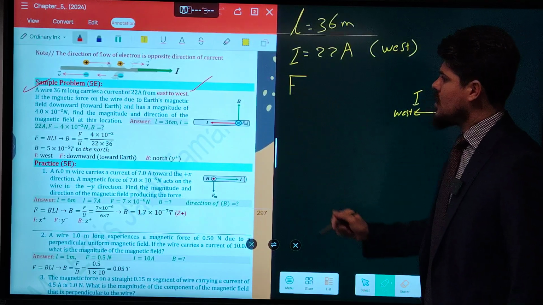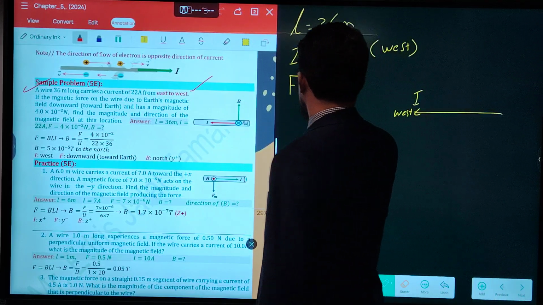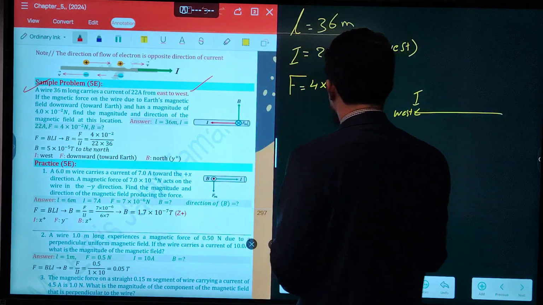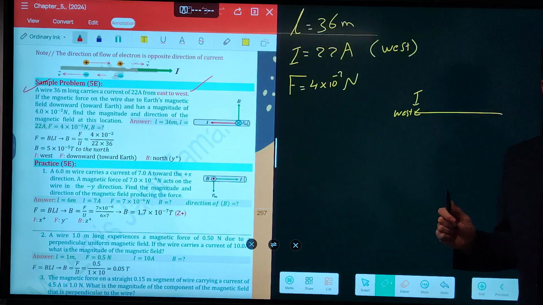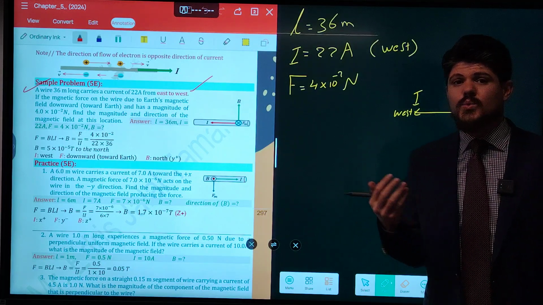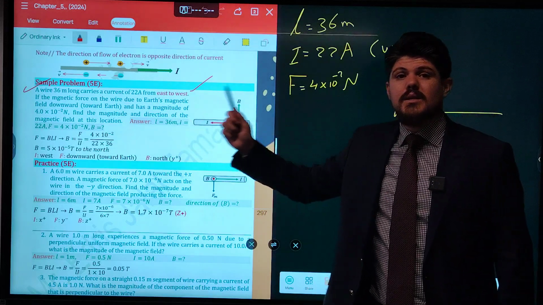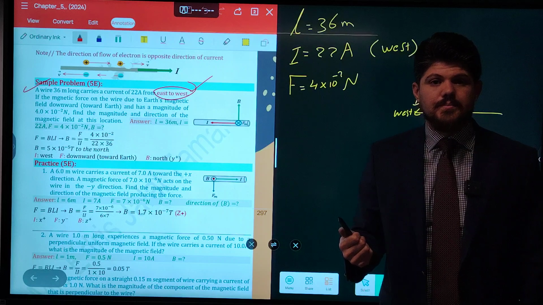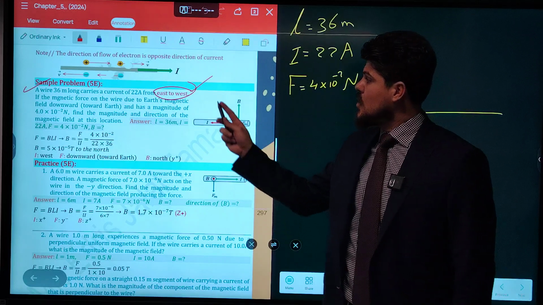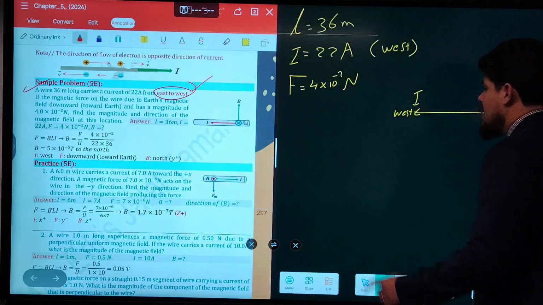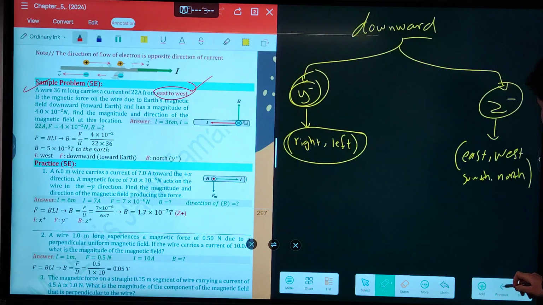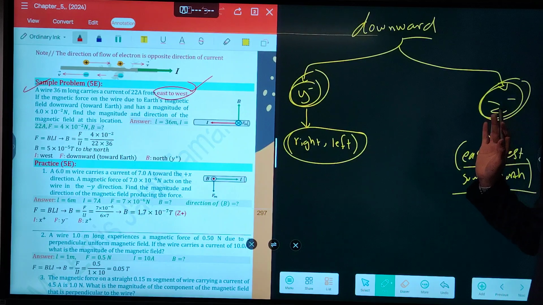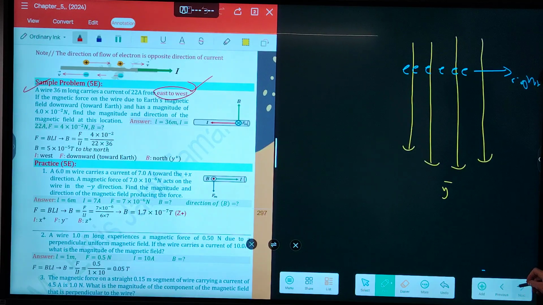And force is downward. It is magnitude 4 times 10 power negative 2 Newton. Okay? Guys, this downward force, it means y negative or z negative. This downward in this case is z negative, not y negative. Why? Because we have east and west in the question. Do we have right and left? No. Do we have east and west? Yes. If we have east and west in the question, this downward is z negative. That's all. Okay? Be careful.